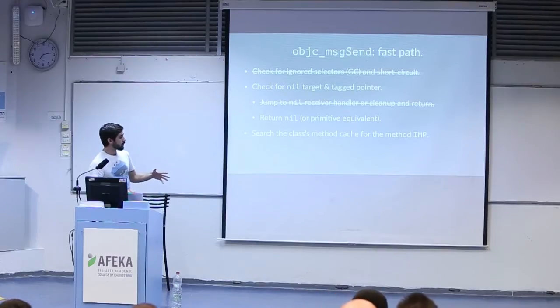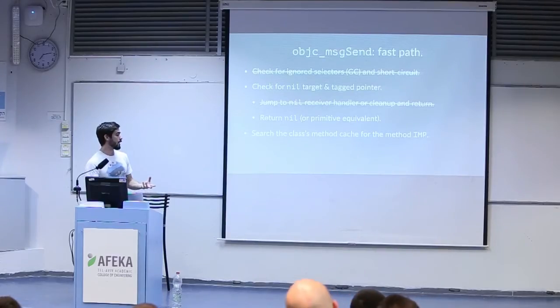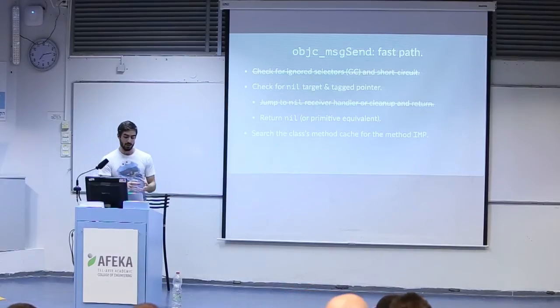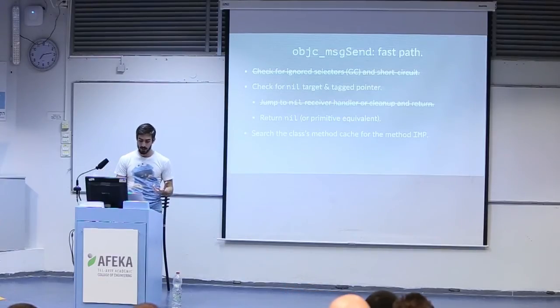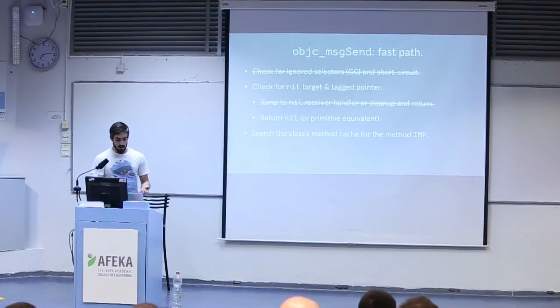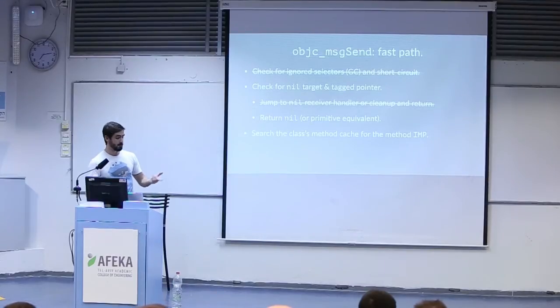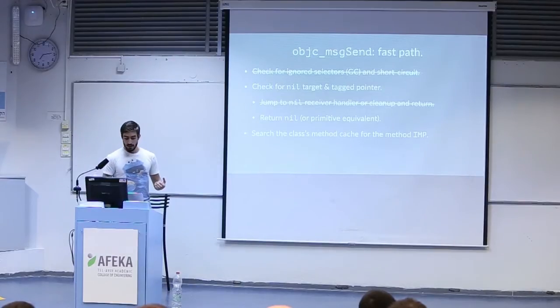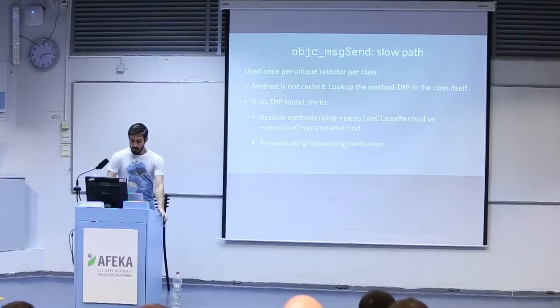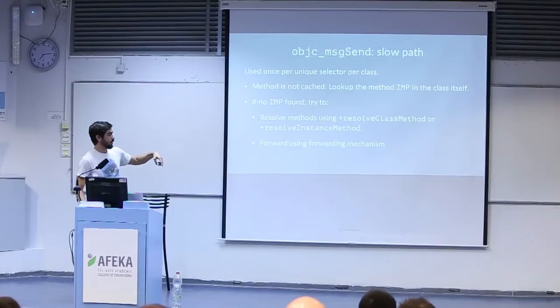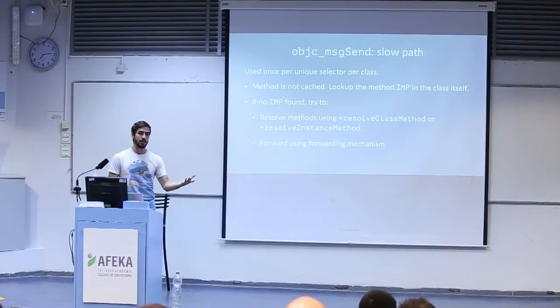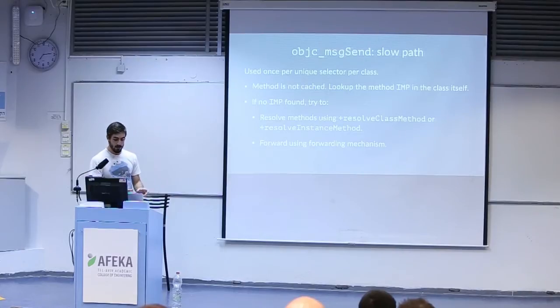Then the last thing it tries to do, it goes through the class implementation and searches the cache that you have on each single class, the cache of methods. As soon as you call some method on the instance, it will be put in the cache, and next time it will be instant. If it failed to find the implementation of the method that you wanted, you will take a slower path. And again, this happens once per unique selector per class. So if you call description on one class and then another class, it will happen twice. But since then, it will be immediate.